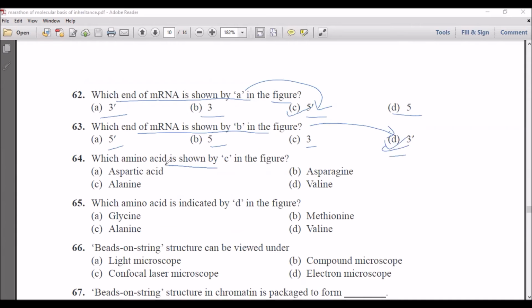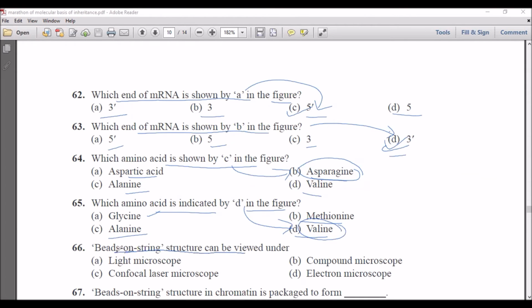Which amino acid is shown by C in the figure? Aspartic acid, asparagine, alanine, or valine. Now C represents the asparagine. Which amino acid is indicated by D in the figure? Glycine, methionine, alanine, or valine. Now D is indicated by the amino acid valine.